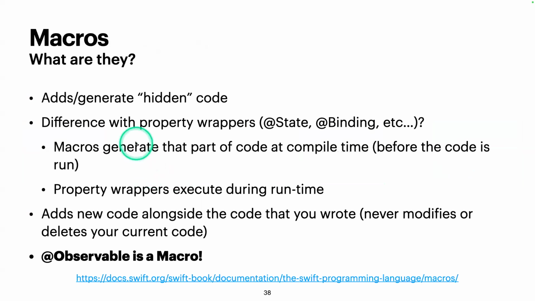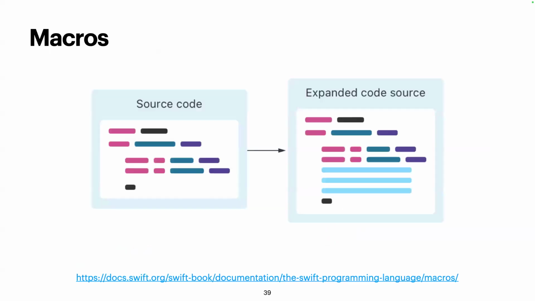So macros add or generate hidden code. The difference from property wrappers is that macros generate that part of the code at compile time, so before the code gets run, whereas property wrappers execute when the program is running. So it adds new code alongside the code that you wrote, but it never modifies or deletes your current code. So @Observable is a macro. It takes your source code, basically the code that you've written, and it injects additional code within that, but it never modifies what you had prior.